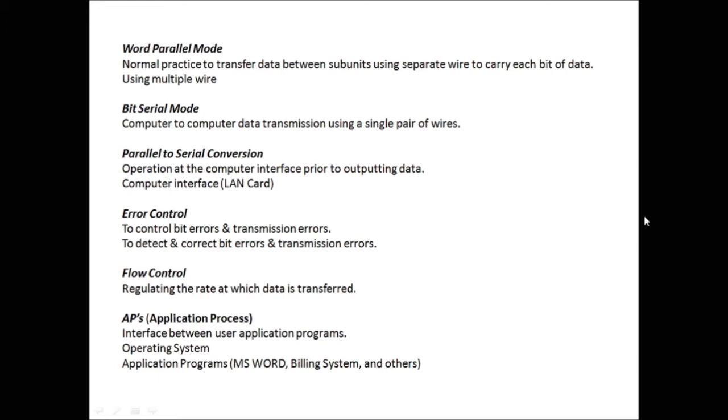Error control, detection and correction is chapter 4 in your module. And we have what we call the BRC, LRC, error detection. We have the CRC16 for error detection, and we have the forward error correction for error correction topic. Okay? Then flow control, regulate the rate at which the data is transferred.